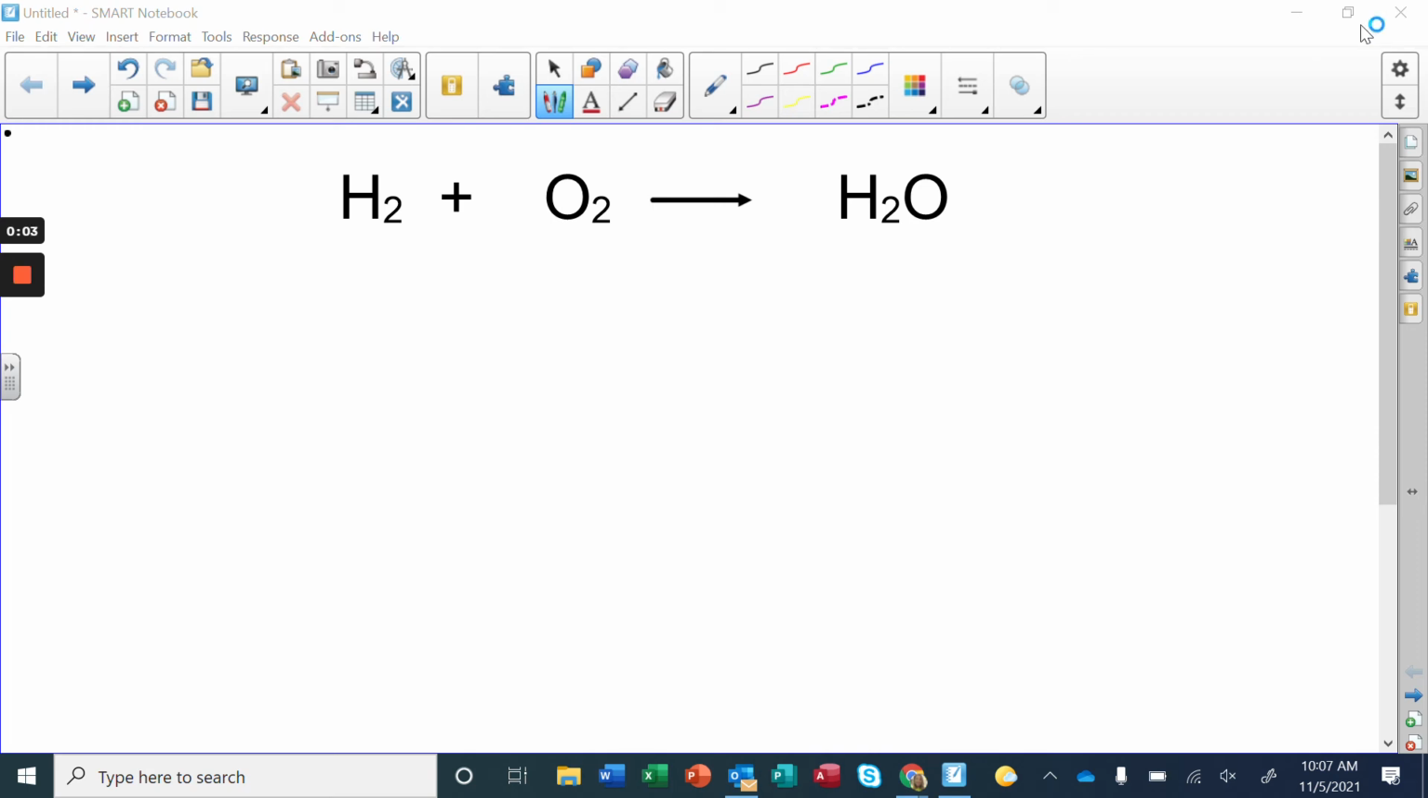Guys, so today we are going to be learning how to balance chemical equations. Last class period we learned how to count different atoms, and now we're going to put it all together into balancing. So we have a problem here. We have H2 plus O2 goes to H2O.